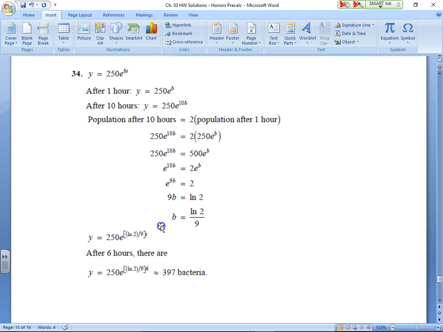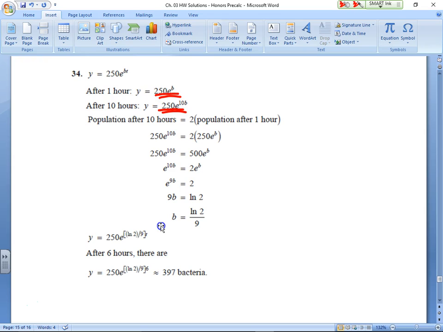They plugged in the 1 and said, I don't have enough to solve. They plugged in the 10, I don't have enough to solve. Then they said, take the clue: the population after 10 is 2 times this a 1. So they just set it up as an equation. After 10 hours, the population is double what it was after 1. And then all they have now is just a solving game.